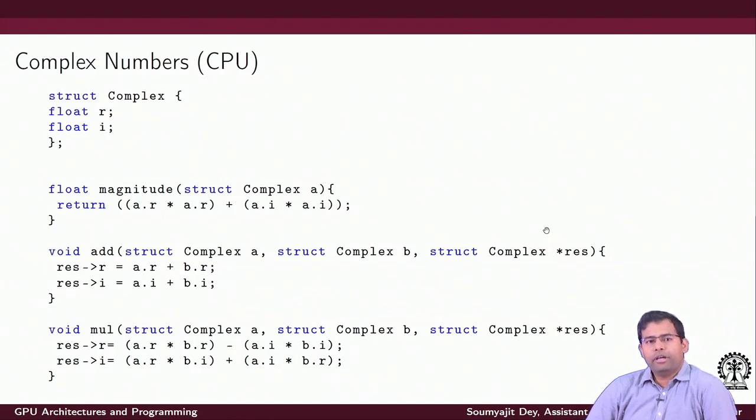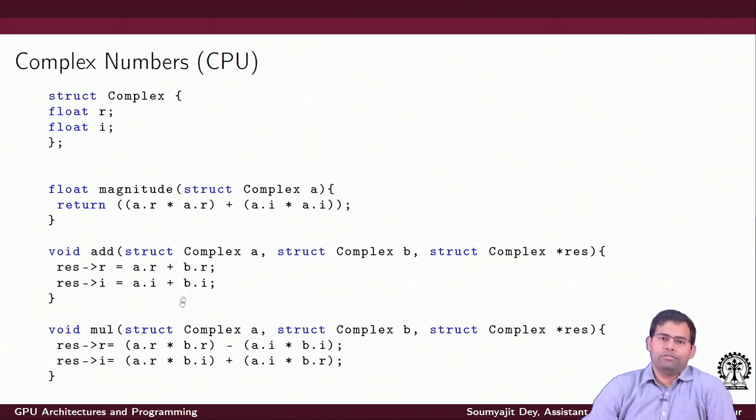Again, how do we represent complex numbers in CPUs? You can have a structure complex with variables r and i. They are float variables, and they represent the real and the imaginary part, and I can have several different operations, for example computing the magnitude, doing an addition, and also doing some basic multiplication. So, if I look at doing an addition, I am expecting two complex numbers to be provided, and I am going to write back the result of the addition by using a pointer to a complex type structure, res.